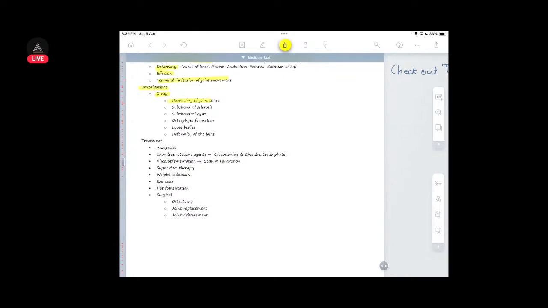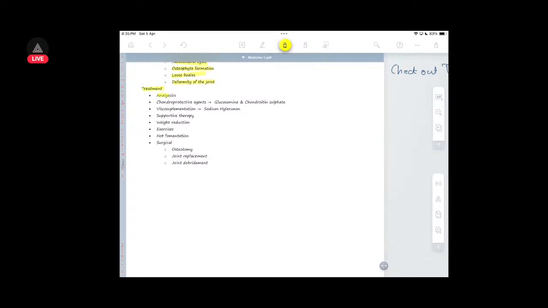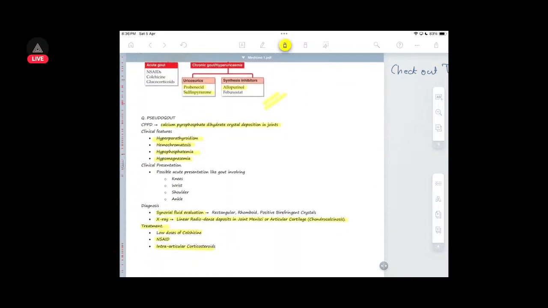So on X-ray, you can see narrowing of joint space, subchondral sclerosis, cysts, osteophyte formation, loose bodies, and deformity. So treatment is analgesics and protective agents, glucosamine and chondroitin sulfate for the cartilage. Viscosupplementation, you give sodium hyaluronate. You have supportive therapy, which is NSAIDs, weight reduction, exercises, heat application. Surgically you have osteotomy, joint replacement and debridement.